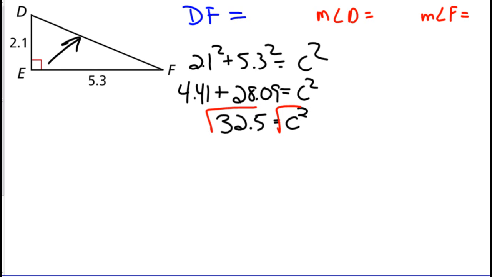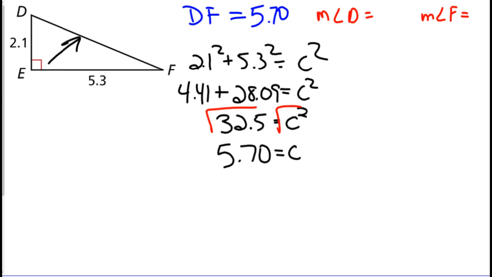And just like the last problem that we did together, we're going to round our side lengths to the nearest hundredth and our angles to the nearest degree. So we're going to do 5.70 for C. So 5.70 for that length. And of course, that length is the length of DF. That's what that represents. So 5.70. So we've got our side length, so we're done.